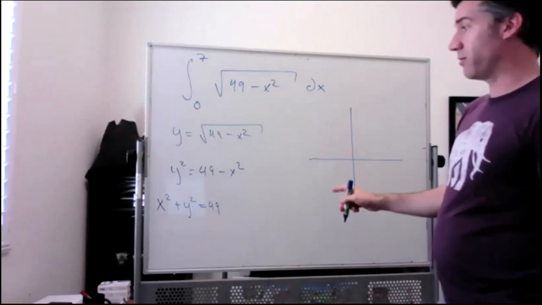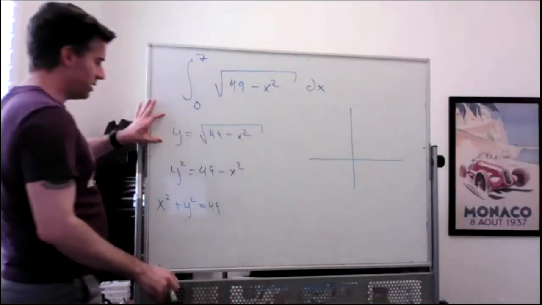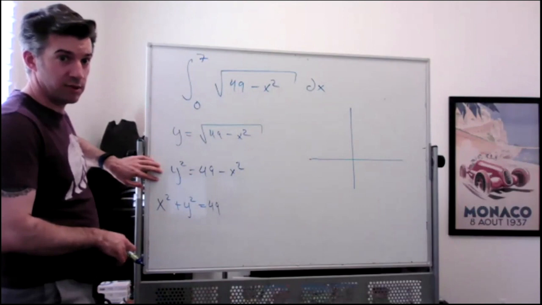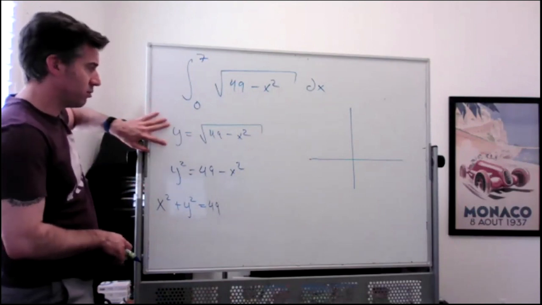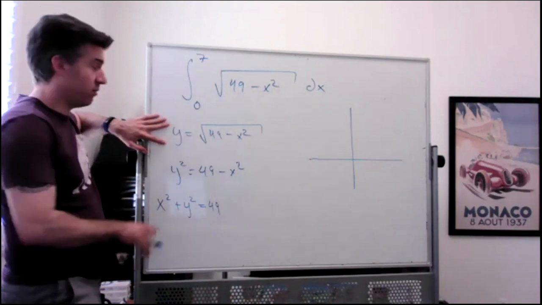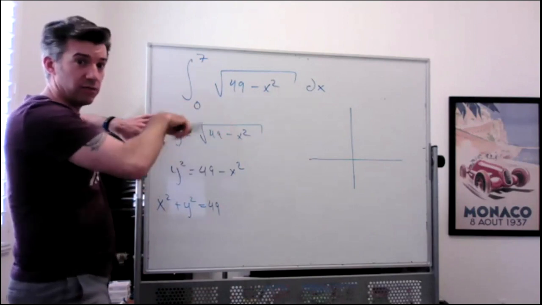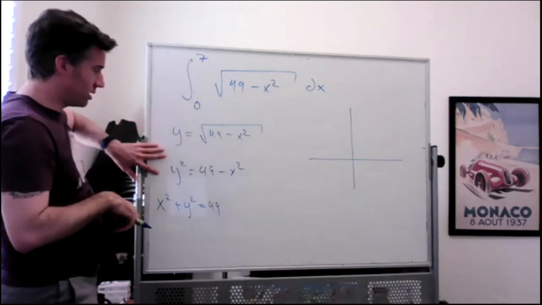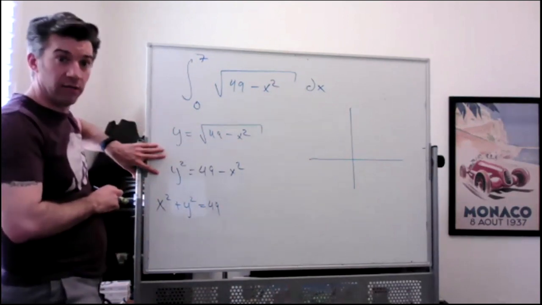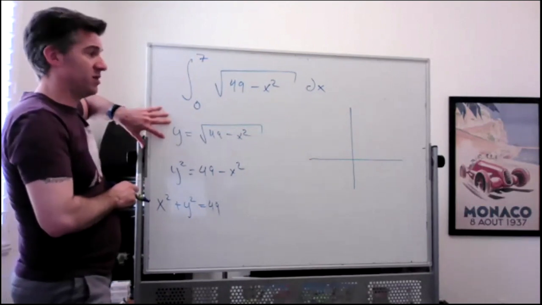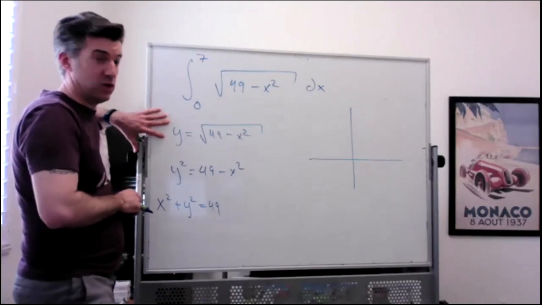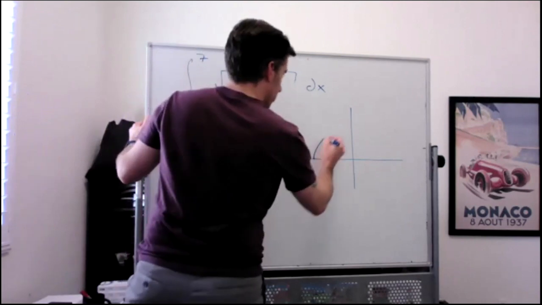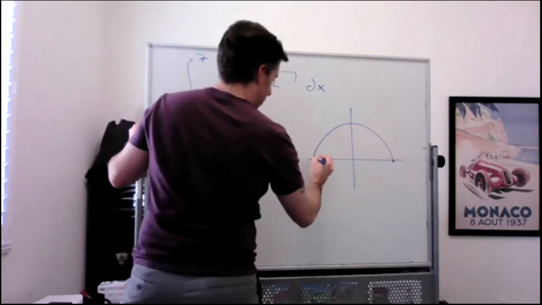So here's the thing. This equation and this equation aren't quite the same. In this equation, y can only be positive, right? Square root of a number only gives you a positive result. In this equation, y could be positive or negative. So in this equation where y is only positive, we're only getting the top half of the circle with a radius of 7.